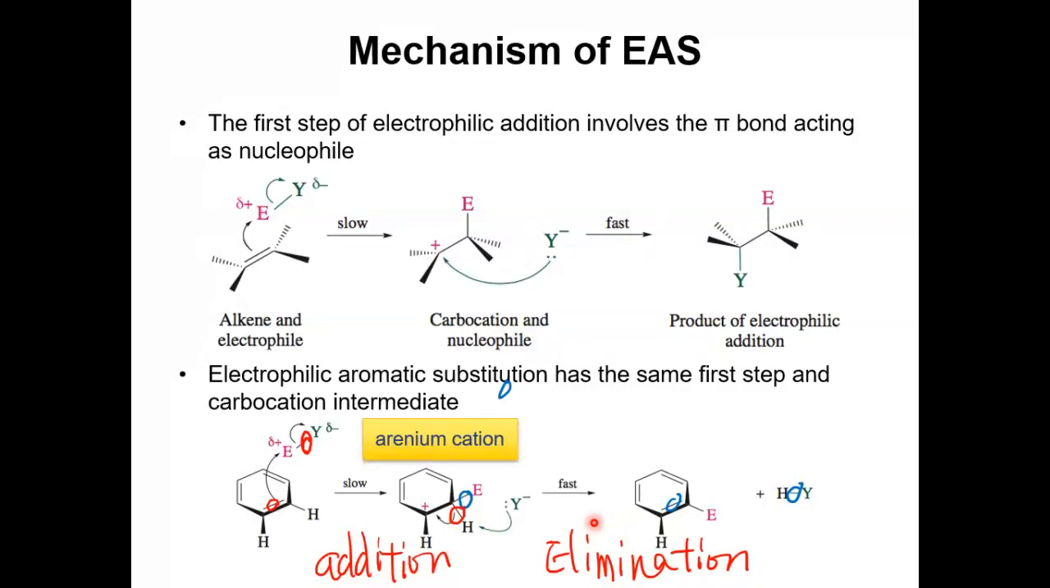The only thing we need to consider is that Y takes the beta proton away and gives you the product. And there are a few ways to look at it. First is addition. In the addition step, you're forming a carbocation. This carbocation is pretty stable compared to the carbocation we see here, because it is stabilized by resonance. This is an allylic carbocation.